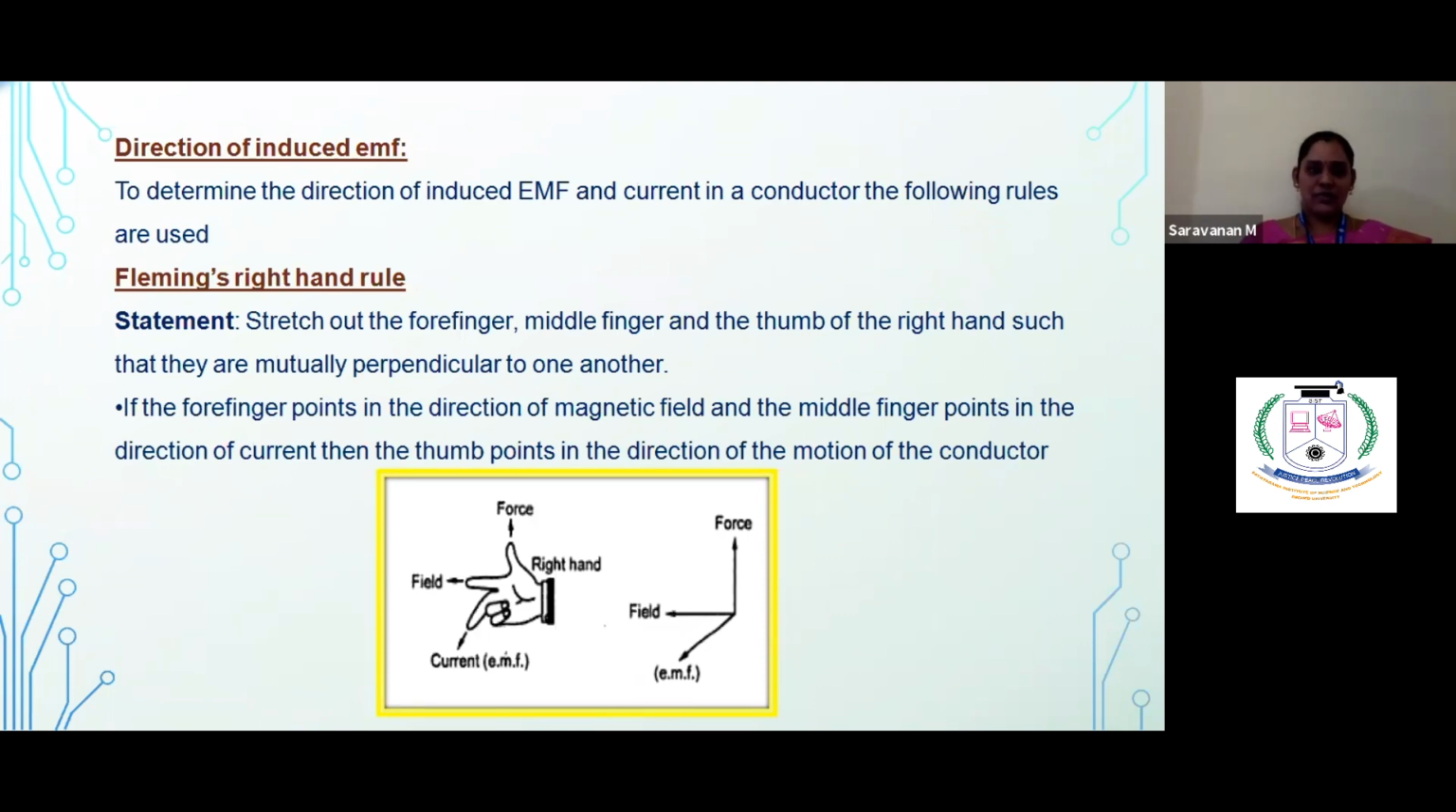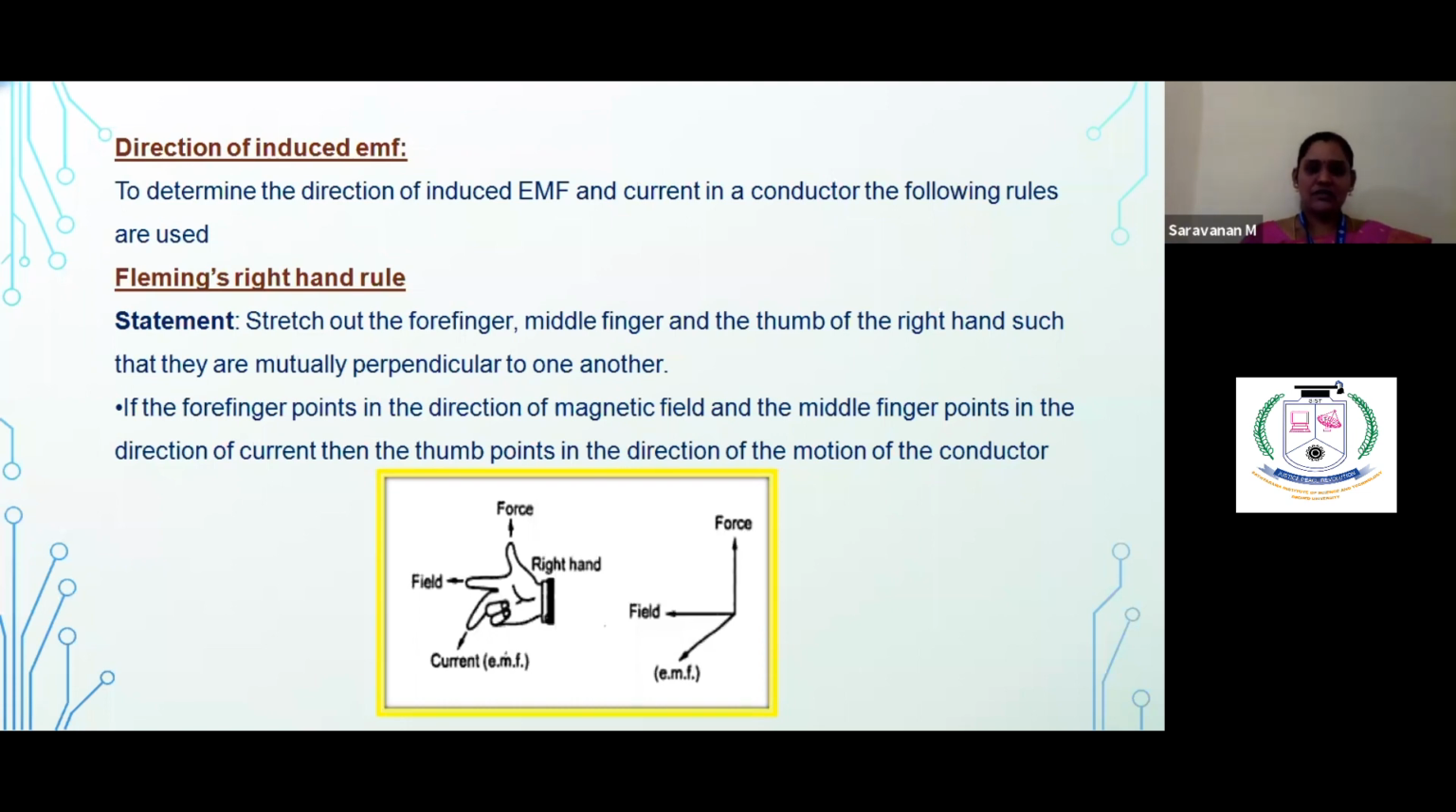So what is Fleming's right hand rule? Fleming's right hand rule, Fleming's left hand rule, and Lenz's law are very important for your 2-mark question. Or otherwise, the direction of induced EMF can be totally summarized and asked for your 6 marks or 8 marks. Make a note of it, students. The statement given over here for Fleming's right hand rule is very simple.